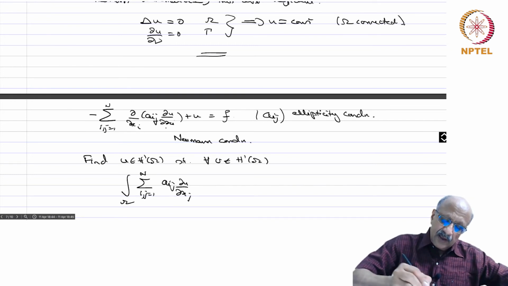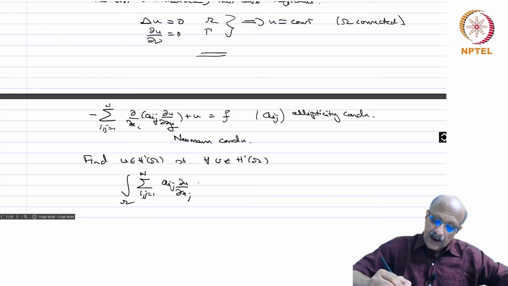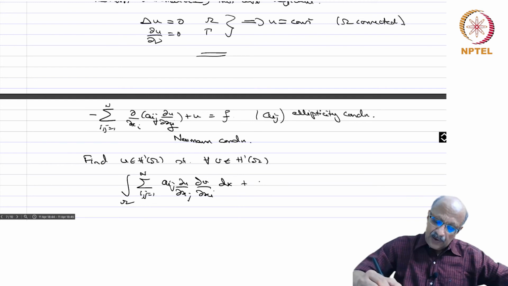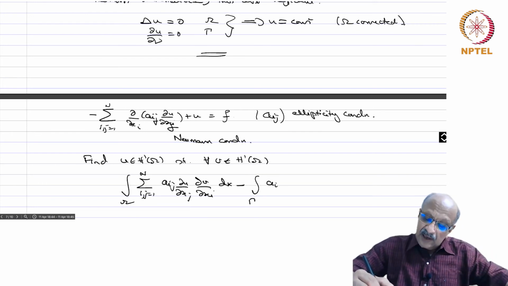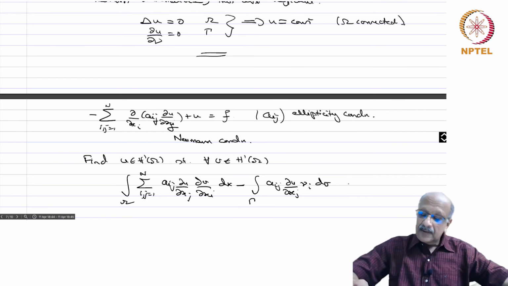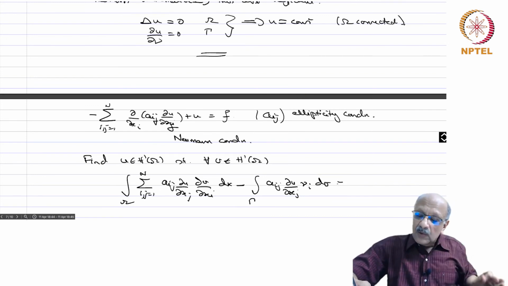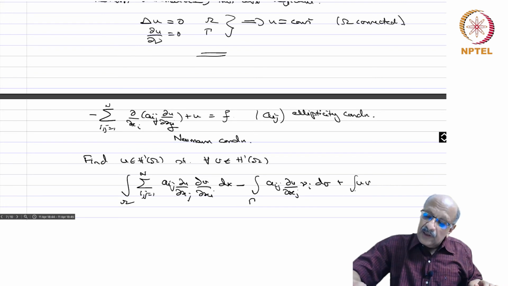dv by dx_i dx, plus now you will have the integral on gamma, or rather minus the integral on gamma of a_ij du by dx_j nu_i d sigma, plus the integral of uv dx equals the integral on omega of fv dx.